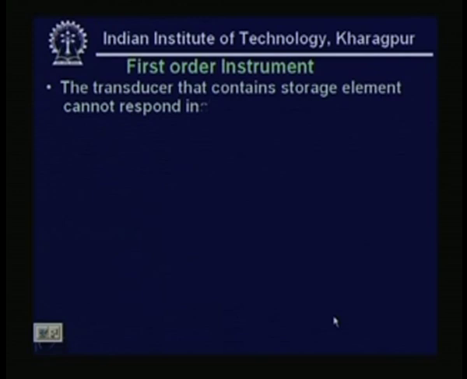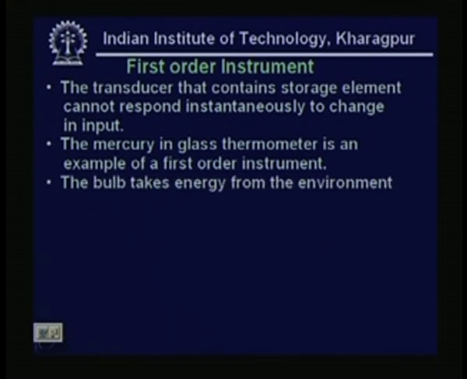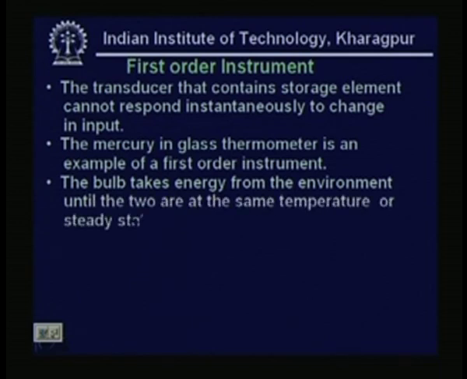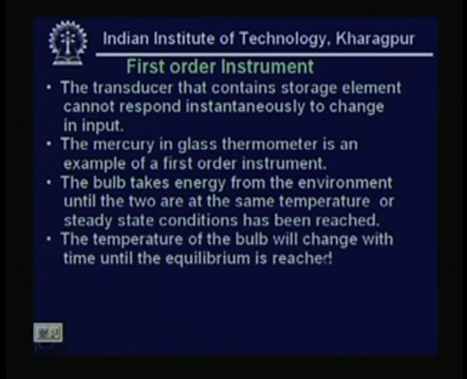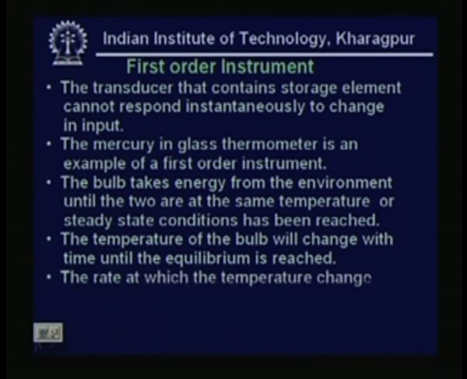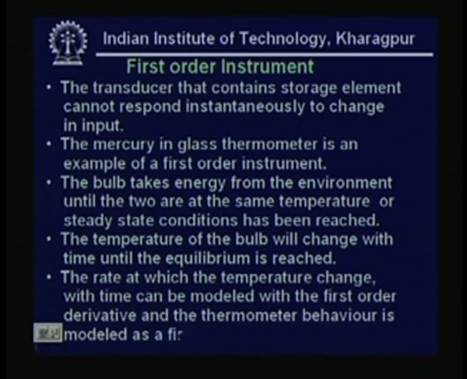The transducer that contains a storage element cannot respond instantaneously to a change in input. The mercury in glass thermometer is an example of a first order instrument. The bulb takes energy from the environment until the two are at the same temperature, or steady state condition has been reached. The temperature of the bulb will change with time until equilibrium is reached. The rate at which the temperature changes with time can be modeled with the first order derivative, and the thermometer behavior is modeled as a first order differential equation.